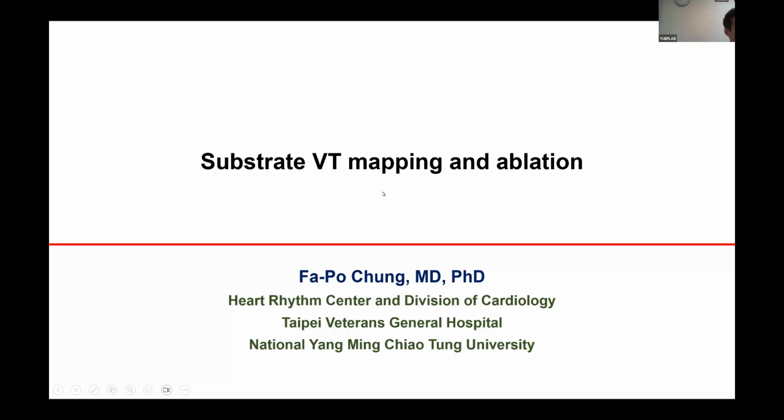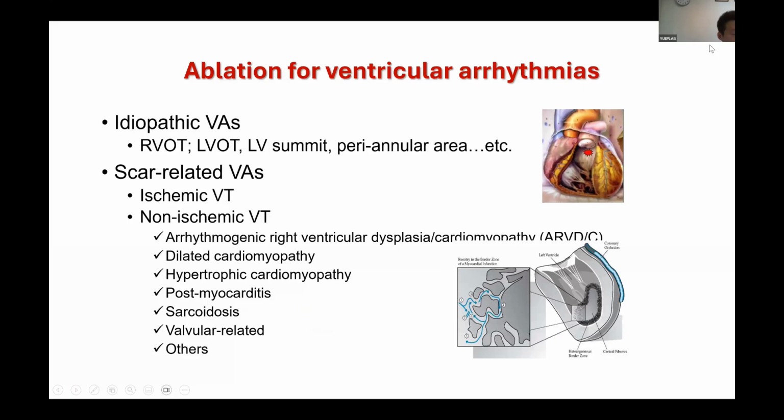Since yesterday I just discussed with Jason, so I want to have a mixture of the two components of the slides together. So originally my two sets of slides were for teaching purposes for my fellows. So okay, let us start.